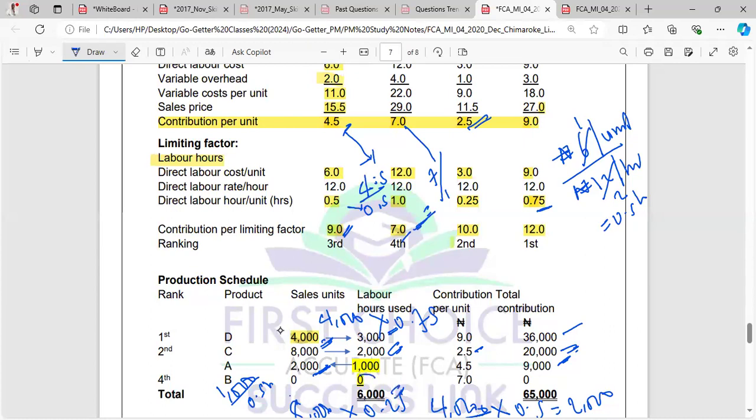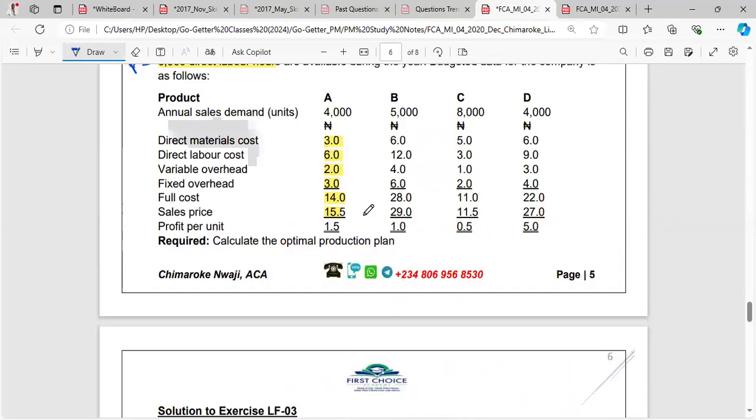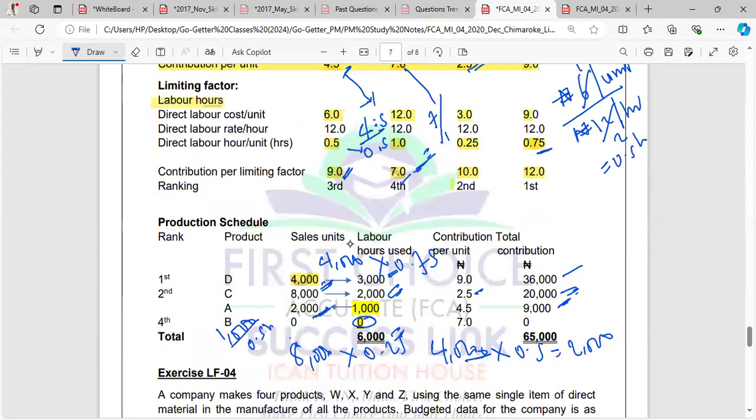So that means we cannot do B. No hour is remaining for B. And even though B, we need how many? We need 5,000. We cannot do B. So the sales quantity for B will be 0. Cannot satisfy B at all because it is the lowest ranking. So that saves you enough time.